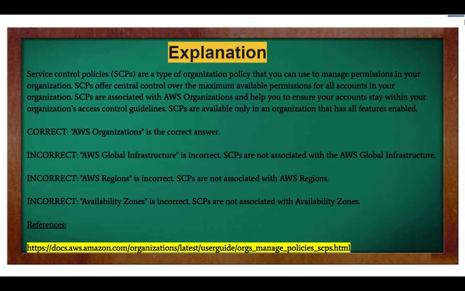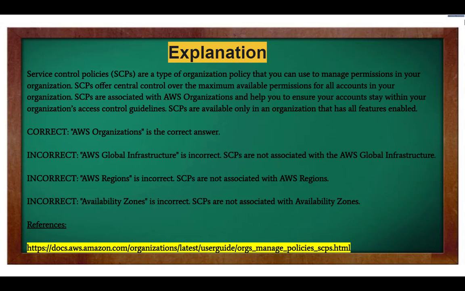Explanation. Service control policies, SCPs, are a type of organization policy that you can use to manage permissions in your organization. SCPs offer central control over the maximum available permissions for all accounts in your organization. SCPs are associated with AWS Organizations and help you to ensure your accounts stay within your organization's access control guidelines. SCPs are available only in an organization that has all features enabled.